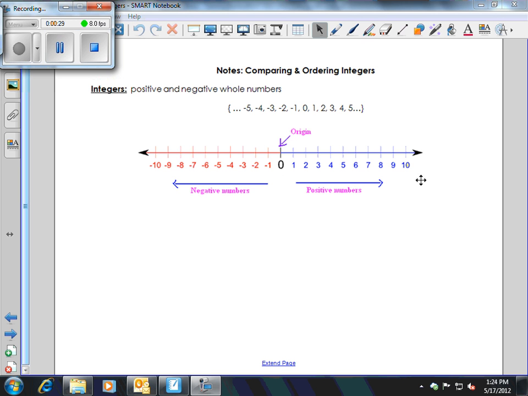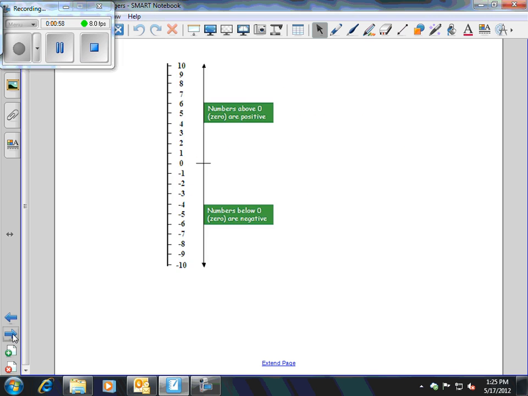So positive numbers go in this direction on the number line, and negative numbers go in this direction on the number line. The further you go this direction, the larger the number is, even if you're talking about being over here. The closer and closer you get to 0 and the further on the other side you go away from 0, the larger the number is. Likewise, the further you go this direction on the number line, the smaller the number is.